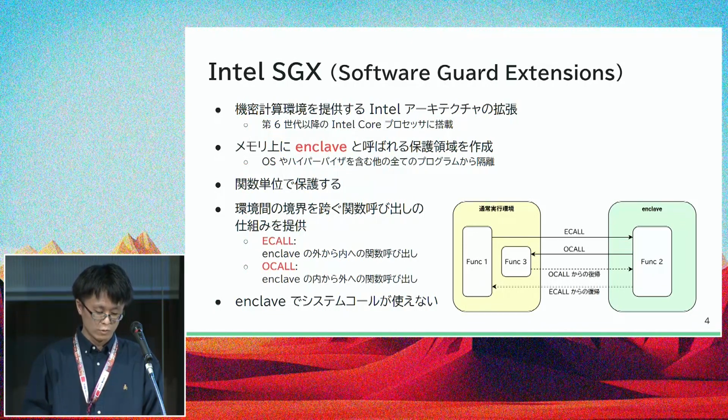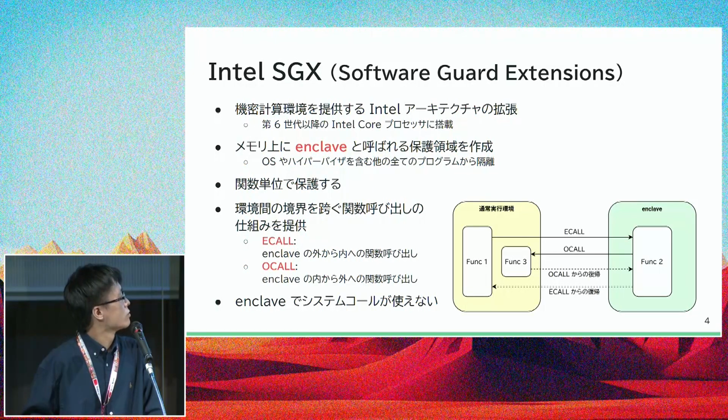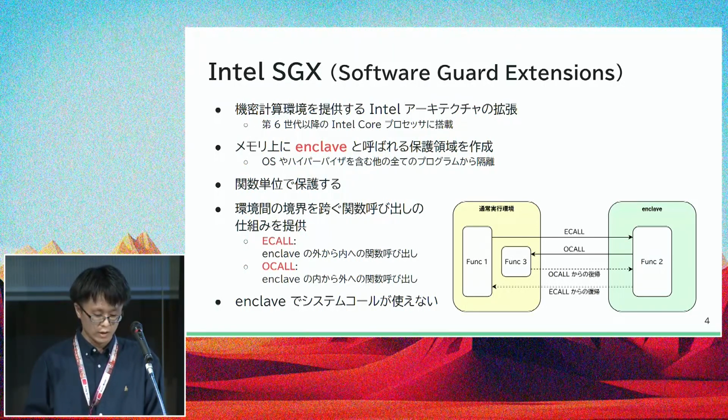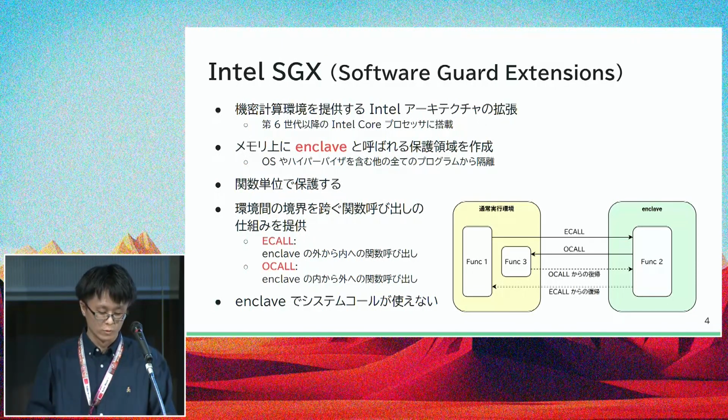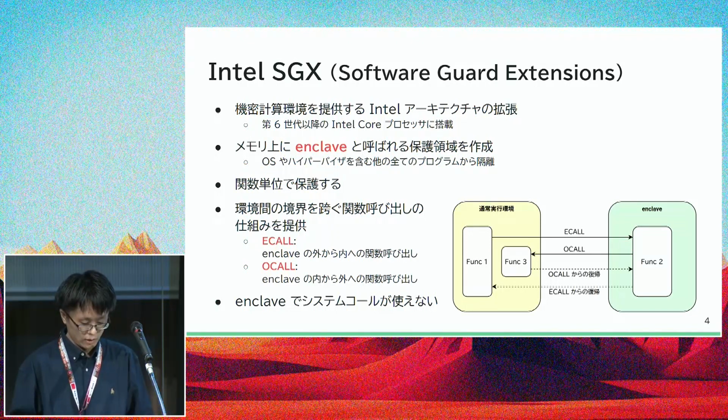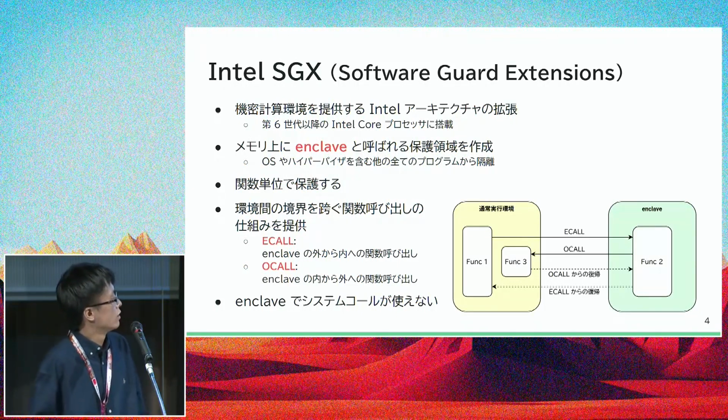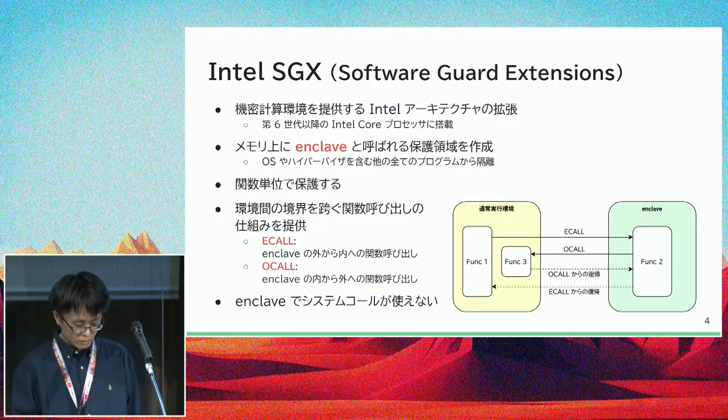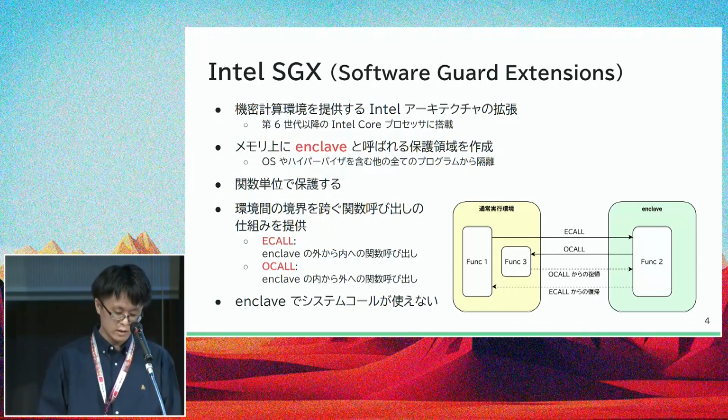The enclave and the normal environment have an order, and function calls are one possibility, from the outside to the inside and from the inside to the outside. In this particular case, this is a normal func1. By that, func2 inside the enclave can be called. The enclave's func2 can then call func3 in the normal environment.